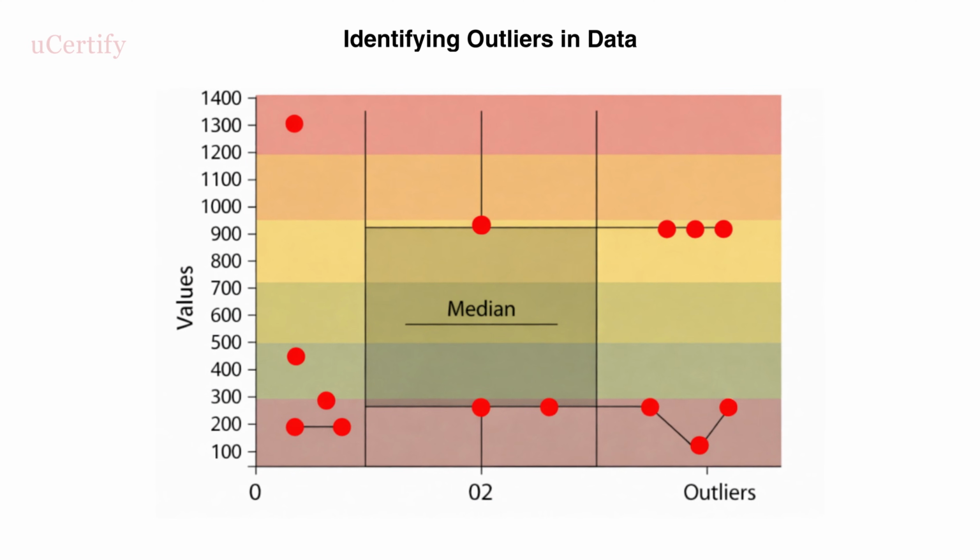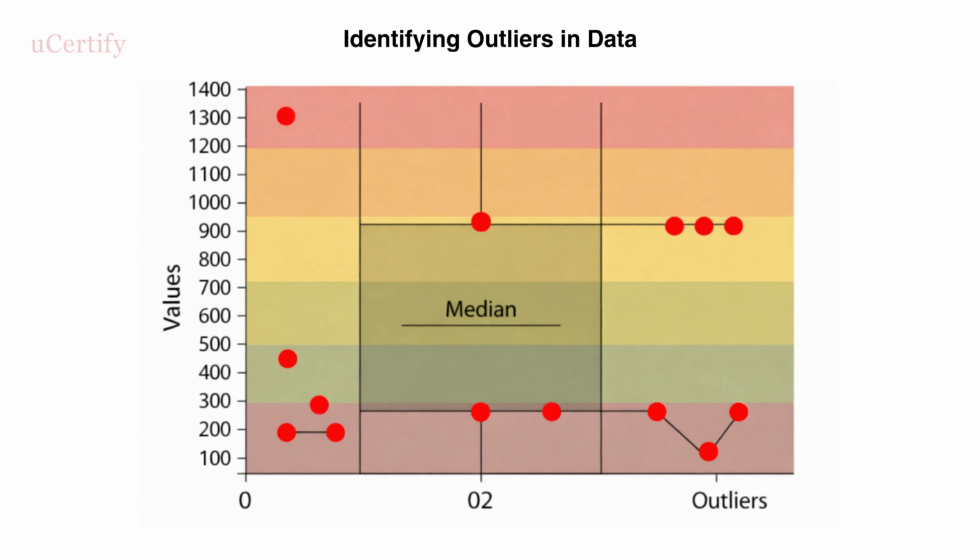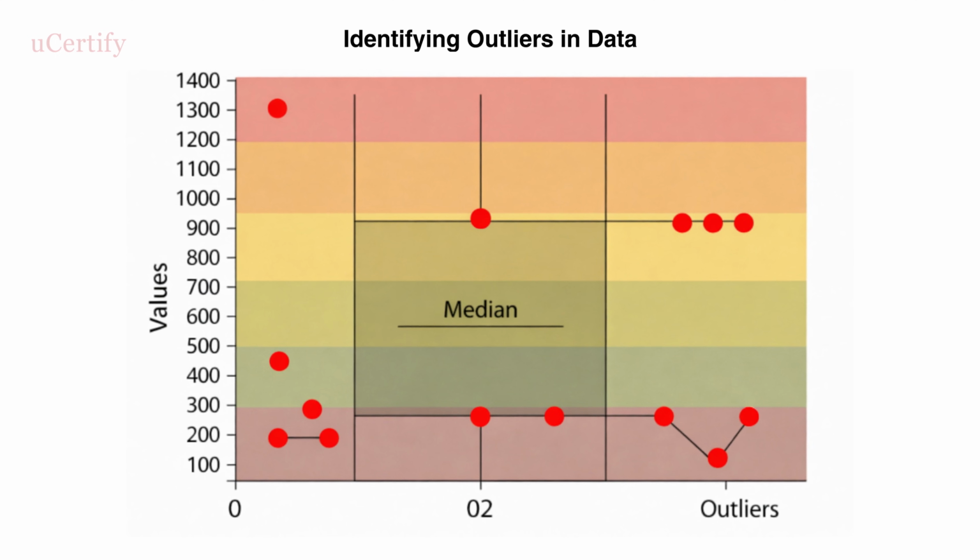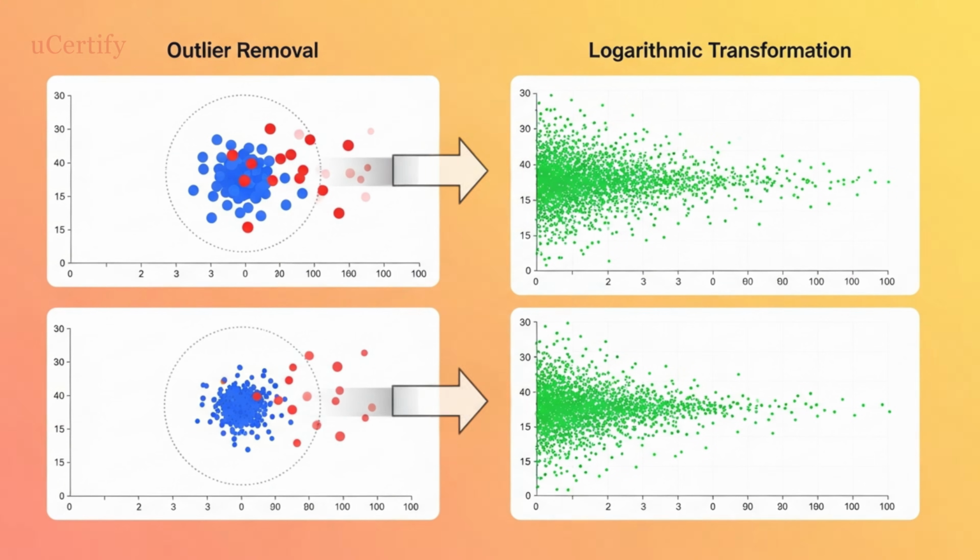Outliers can skew results. Use box plots to visually identify values outside the normal range. Handle outliers by removing them or applying transformations like log scaling, depending on your analysis goals.